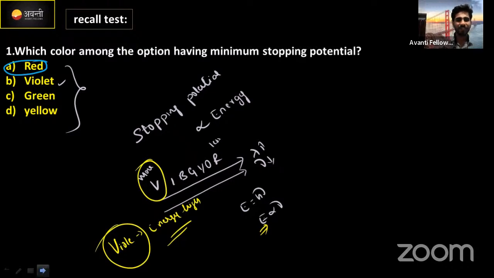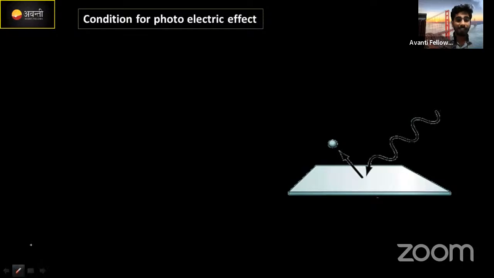Okay, we'll move on. Yes, conditions for the photoelectric effect. Yesterday, I told you the conditions, correct? Today I will explain briefly. No worries. According to Einstein's photoelectric effect, this is one source, which is giving energy equal to h nu.